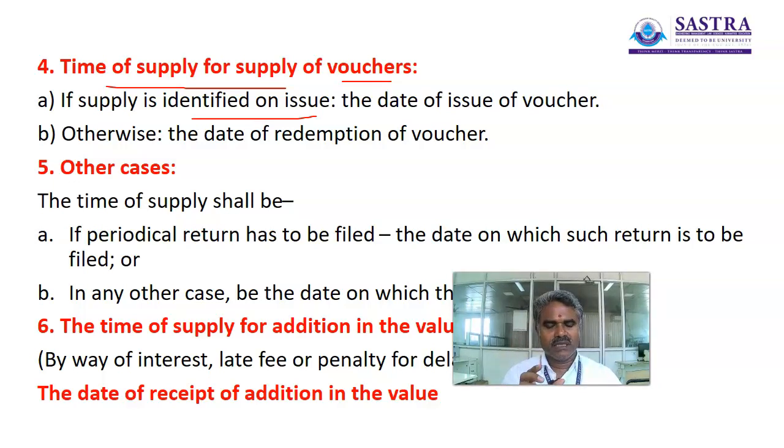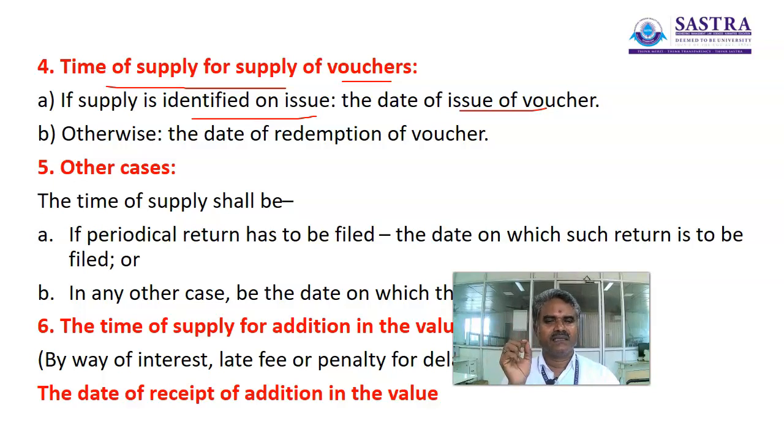It may be a book, a dress, a cell phone, or some other gadget. No problem. So this is called supply is identified. Now the date of issue of voucher will be the time of supply. When the voucher is for a specific product, you have to use that voucher only to buy a cell phone. You cannot use it for some other purpose.